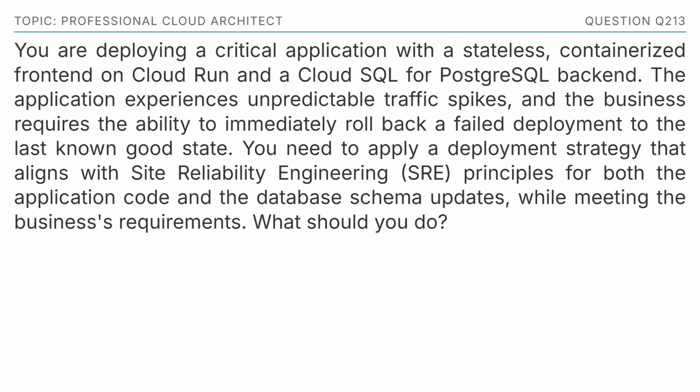You are deploying a critical application with a stateless, containerized frontend on Cloud Run and a Cloud SQL for PostgreSQL backend. The application experiences unpredictable traffic spikes, and the business requires the ability to immediately roll back a failed deployment to the last known good state. You need to apply a deployment strategy that aligns with Site Reliability Engineering (SRE) principles for both the application code and the database schema updates, while meeting the business's requirements. What should you do?